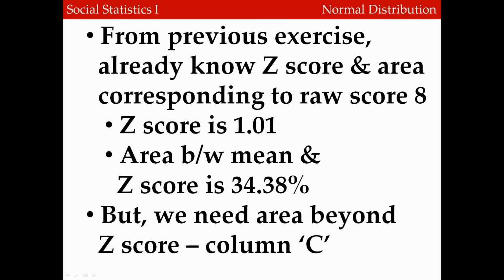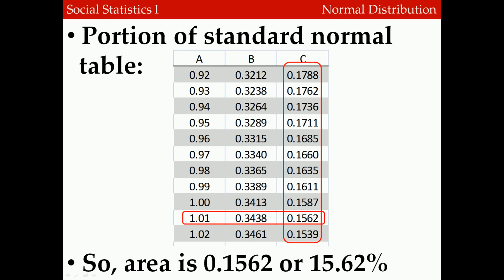We know that the z-score 1.01 corresponds to 8. We previously found the area between the mean and the z-score was 34.38, but this time we need to find the area in column C, the area beyond the z-score. When we look at the table, we find that corresponds to an area of 15.62%.